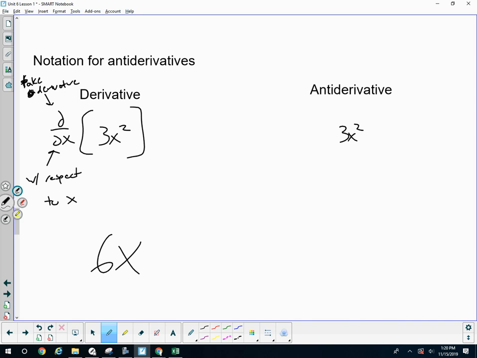Okay? The notation for an antiderivative is this tall, skinny s, which is called an integral. We will be using integrals for other things besides antiderivatives in this class. We'll get there. But for right now, an integral means take the antiderivative.